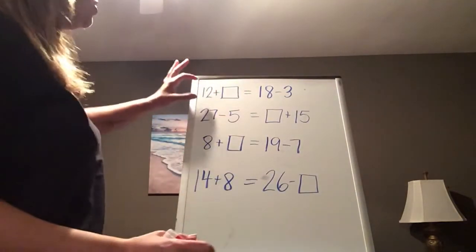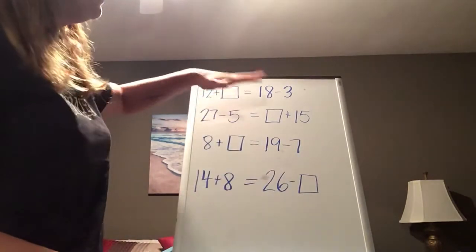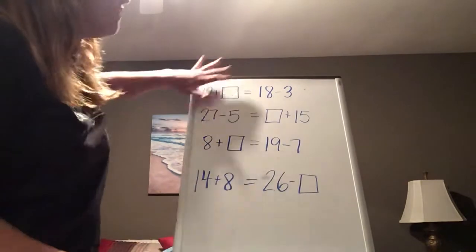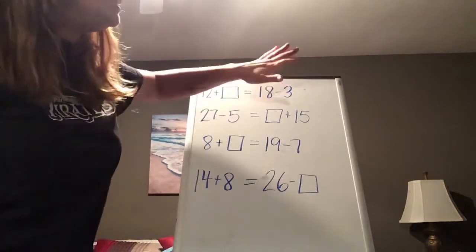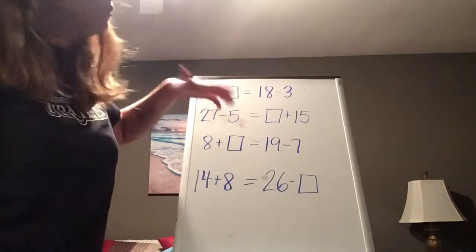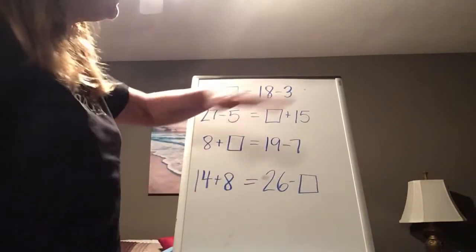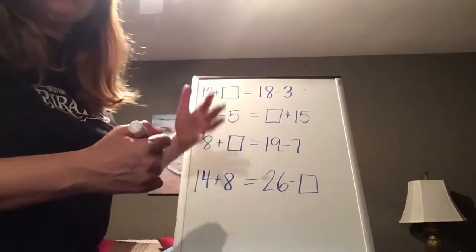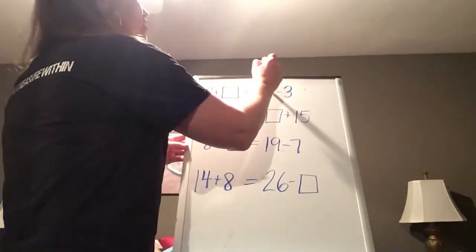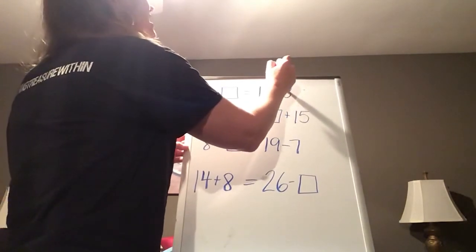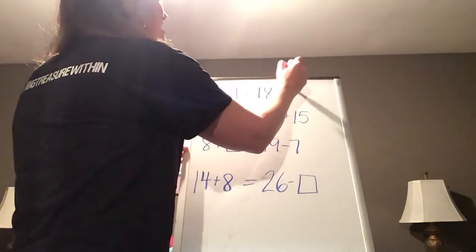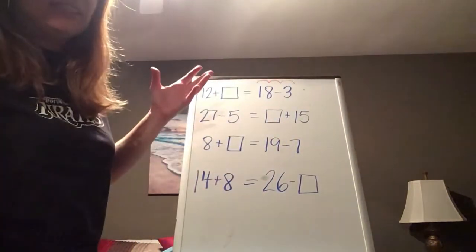So feel free to get a scrap piece of paper to help you for this. Over here, I've got 12 plus something equals 18 take away 3. I don't know what goes in here yet, but I know whatever the total is here will be the same as the total on this side. So I have both numbers here, so I can figure this one out. 18 take away 3. There are a few different ways you can do this. You can just go back 3. I had 18, so I go back to 17, 16, 15. That's the easiest way to do it.